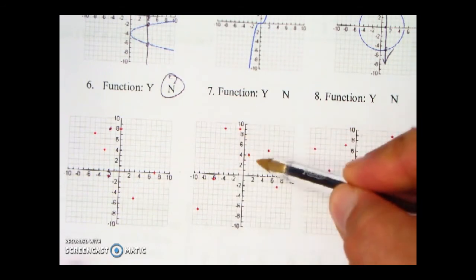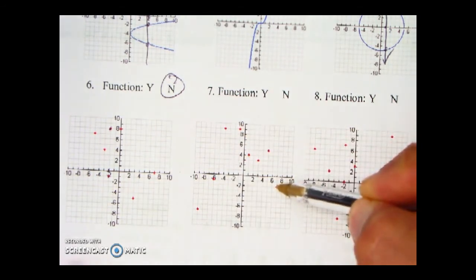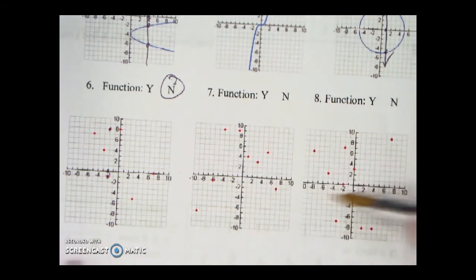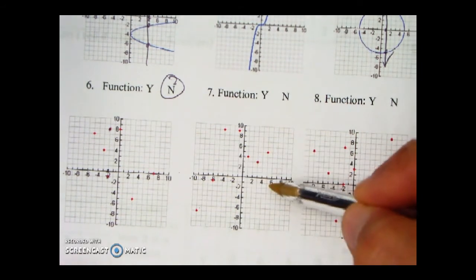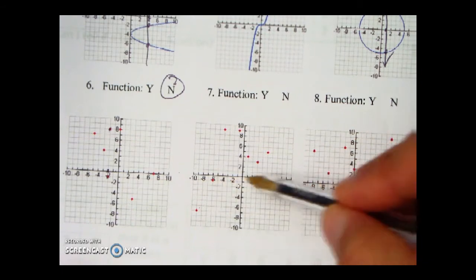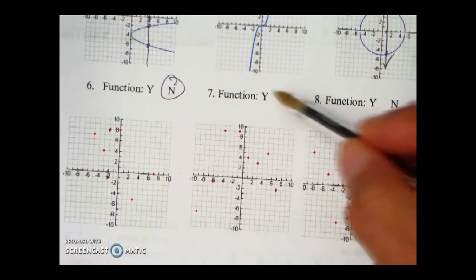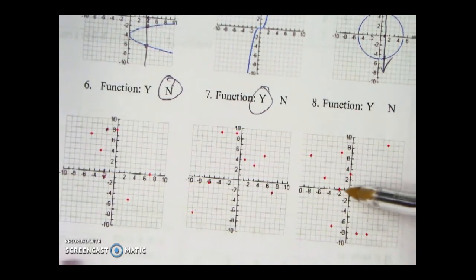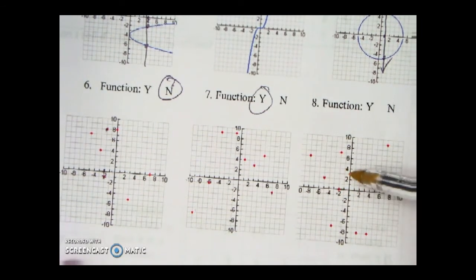Okay, looking at this one, what do you think? Are any of the y values sharing an x value? I do not see a stacked dot. So yes, that's a function. Okay, so any x's here, I have a dot here. X0, I get 2. X2, I get -8. X4, I get -8. Now, is that okay?